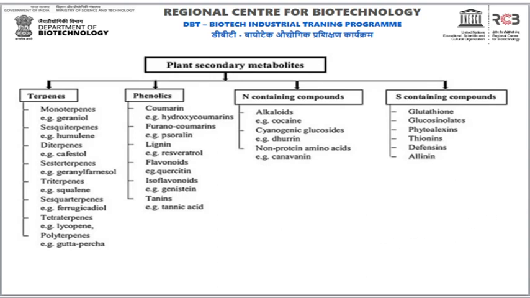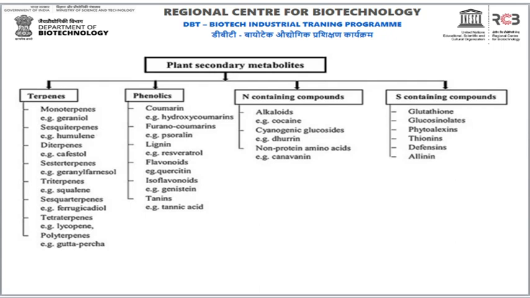So in this video, we are going to do a last minute revision series for the DBT BET examination. So first is plant secondary metabolites, which are classified into 4 types based on the functional unit which they have. Terpene: the functional unit of terpene is an isoprene structure, which is a 5 carbon containing compound.